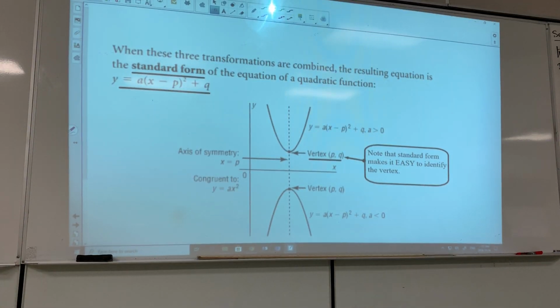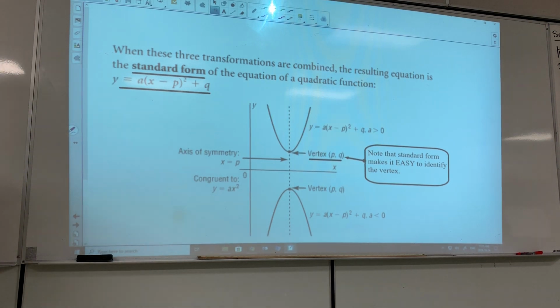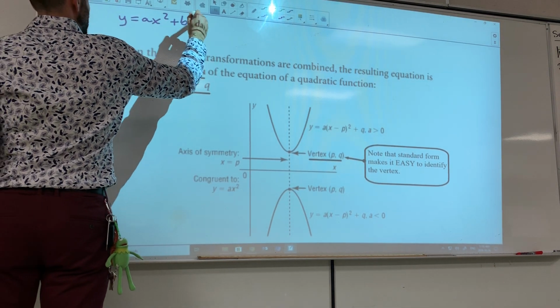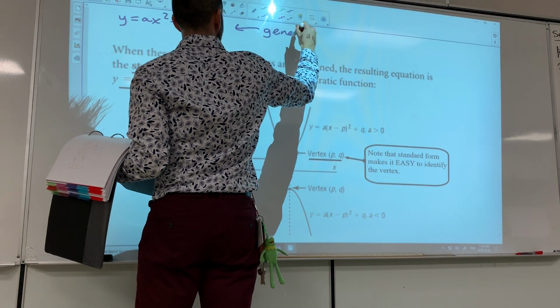Okay. Now we'll look at the standard, what we call the standard form equation. So when you put those three transformations together, you get this equation for a parabola. So we call it the standard form equation. Make sure you know that's what it's called, because sometimes we'll say, hey, could you give us the equation in standard form? What's the other form that we've been looking at up until now? y equals ax squared plus bx plus c. Do you guys remember what it's called? The general? Yes, this is general form.